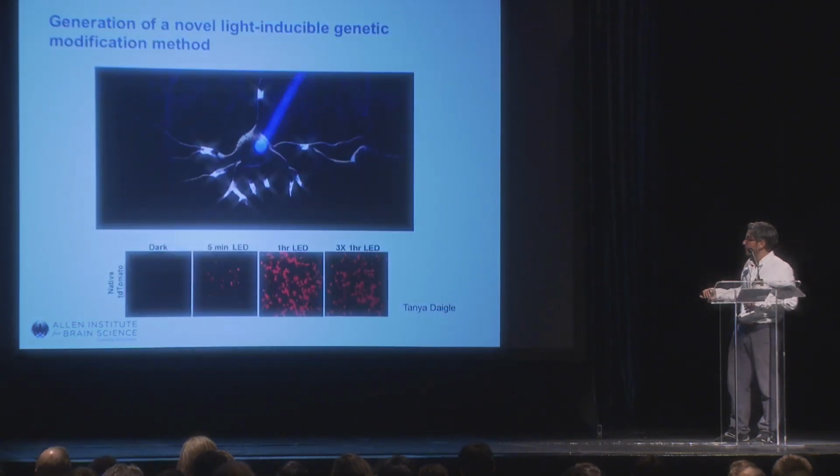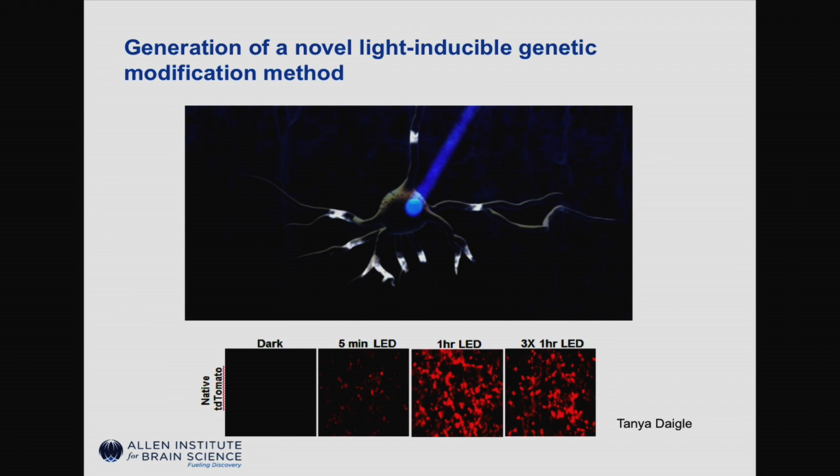So another thing we have been focusing on is trying to generate methods which will allow us to do a more high throughput style of single cell genetics. For example, the types of things that Shomo has been describing to you, electroporating the DNA into individual cells. How can we bypass that step?